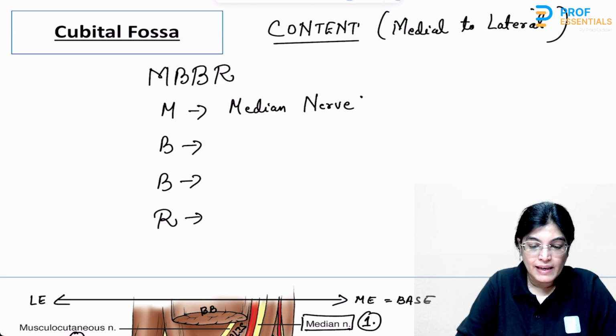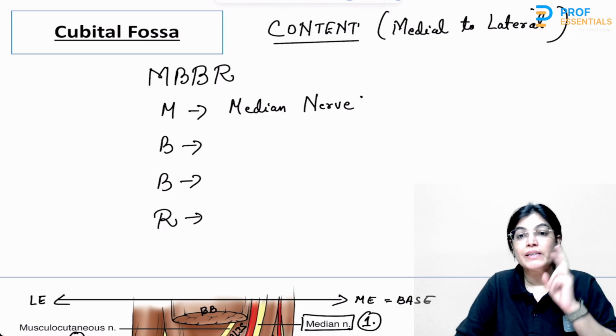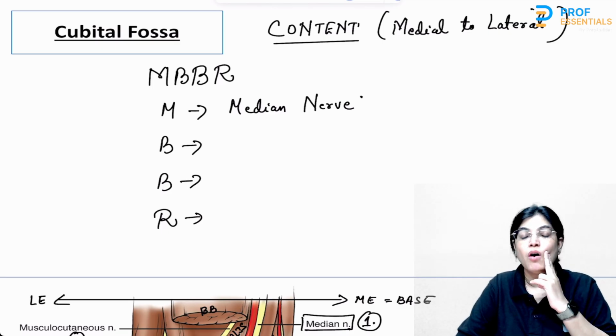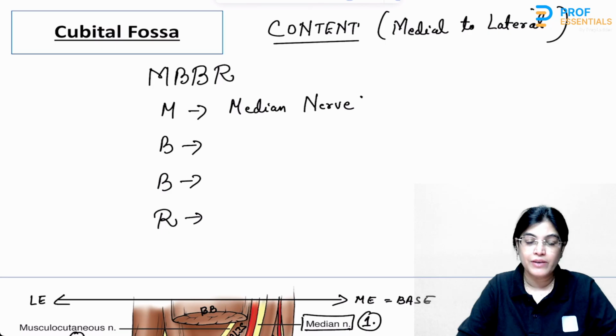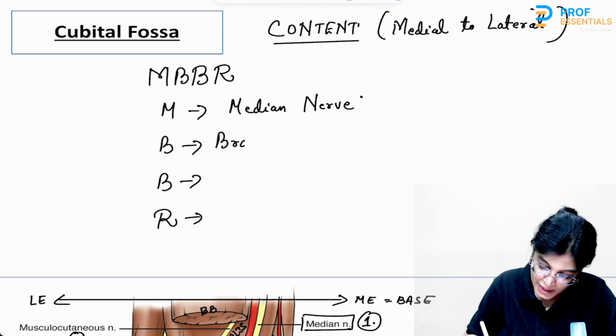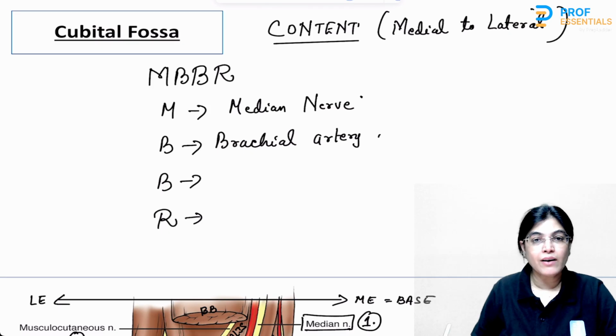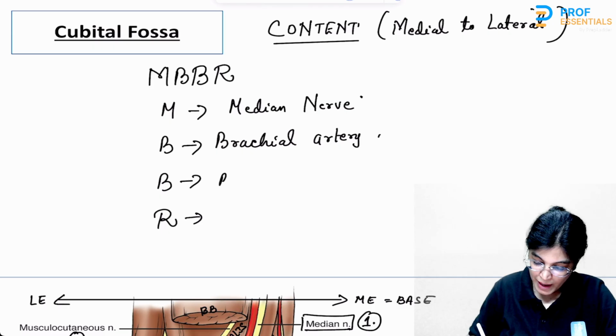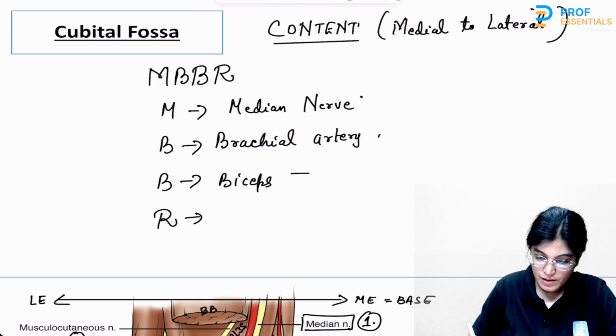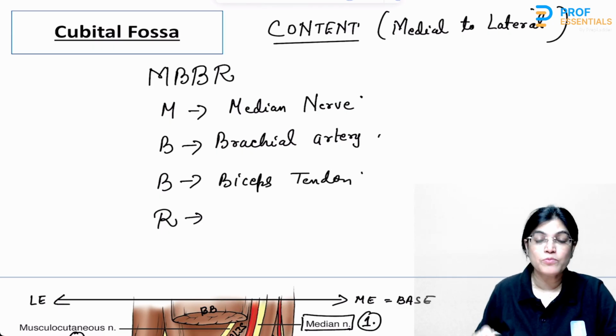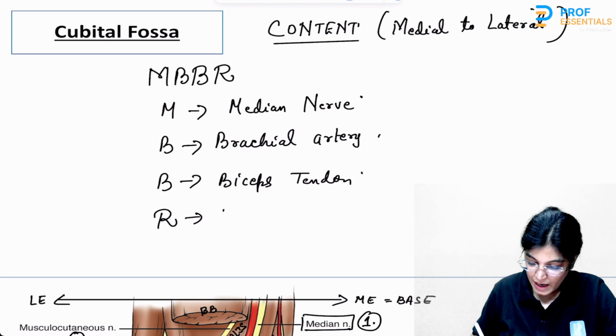teres muscle. Brachial artery, exactly at the neck of radius, the brachial artery will divide into its two terminal branches, the ulnar and the radial artery. So brachial artery will divide at the neck of the radius bone into terminal branches, radial and ulnar artery. We will have biceps tendon, which is traversing through the radial tuberosity to get inserted, and R for radial nerve.